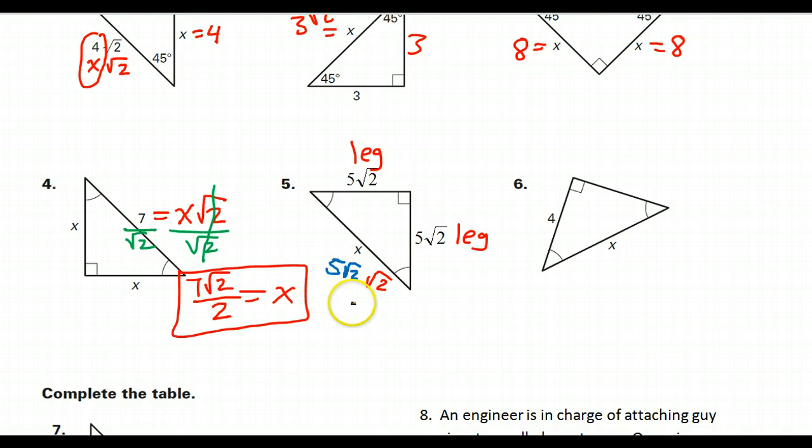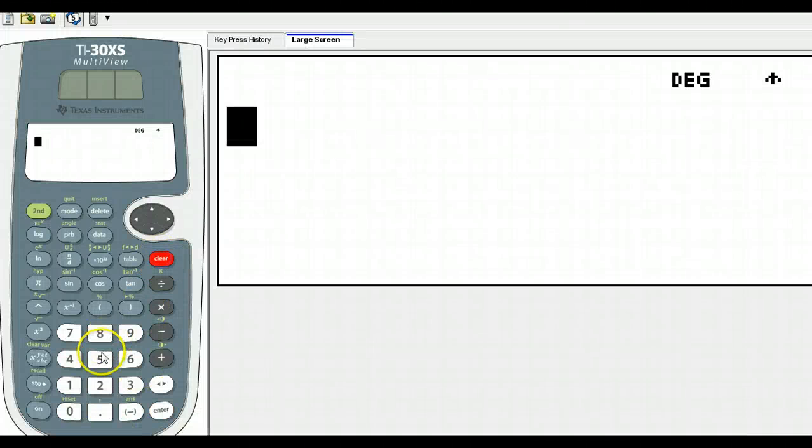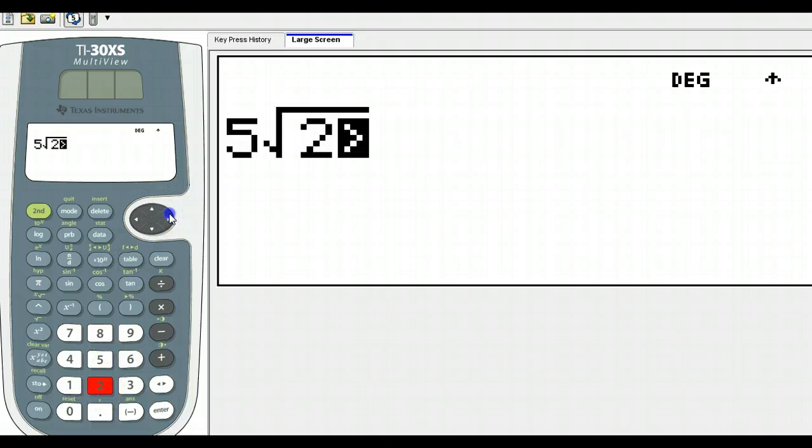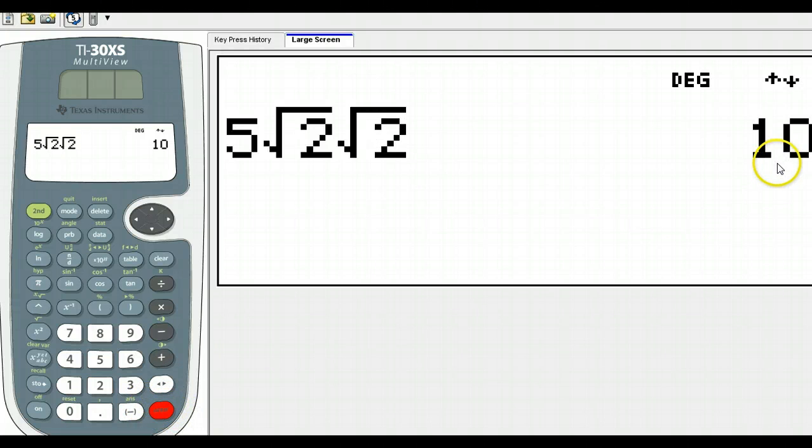Now I know that this is going to be 10. And I'm going to show you how I did that in my head in a second. Okay, but right now x equals 10. But first, let's put it in the calculator. 5 times 5 radical 2 radical 2. So that would look like this. 5 radical 2 radical 2. Okay, and it gives you 10.